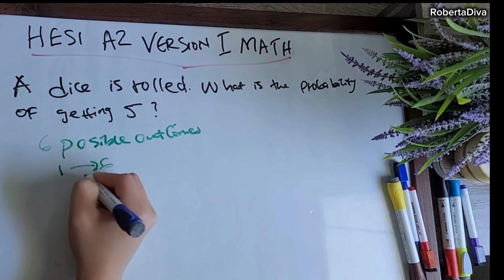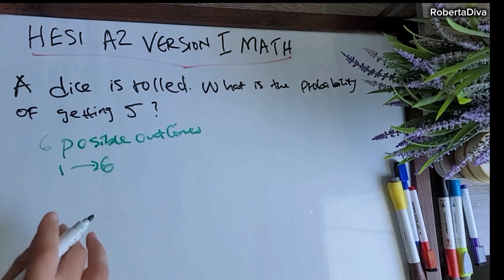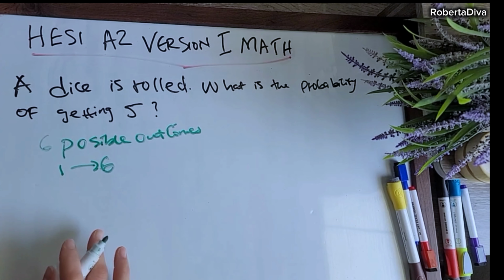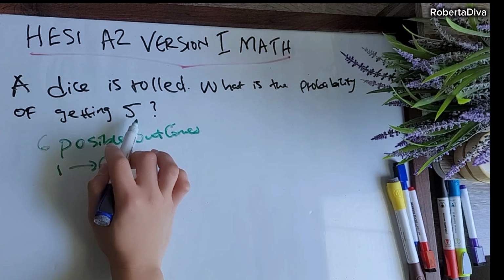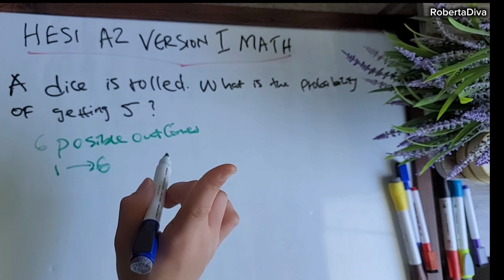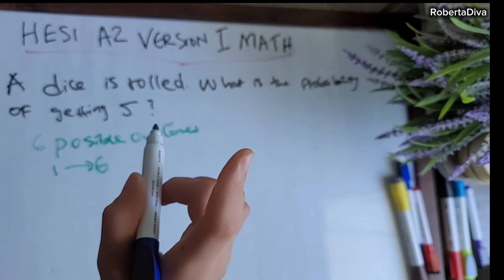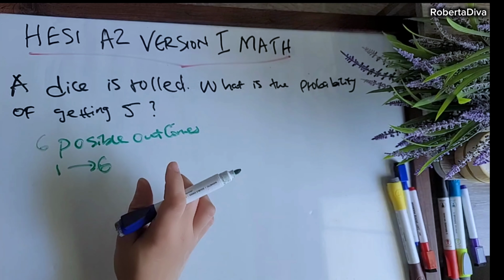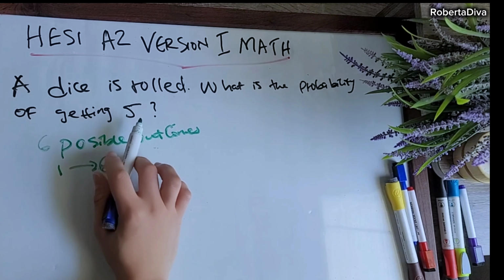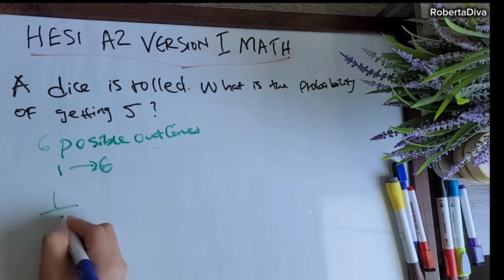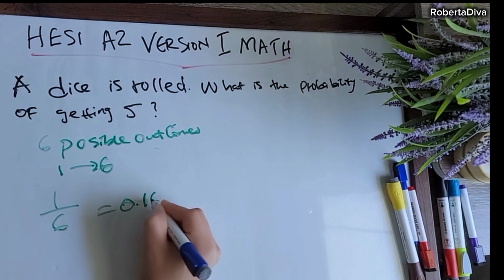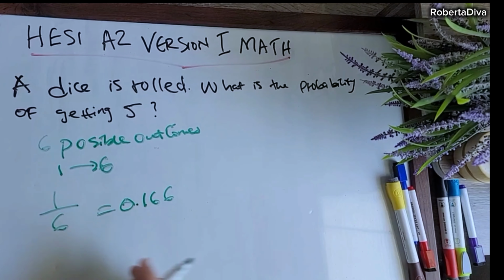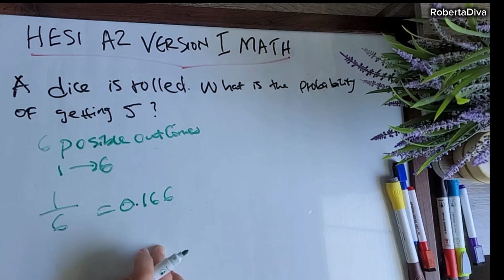Now let's think. What is the probability of me getting a 5 in a dice? I think it's 1. Because I could just do it once and get a 5. Yeah. Okay. Yes. I could just play once and I get a 5. So, now let's start solving. That one possibility over 6 outcomes. 1 over 6 will give you 0.166.